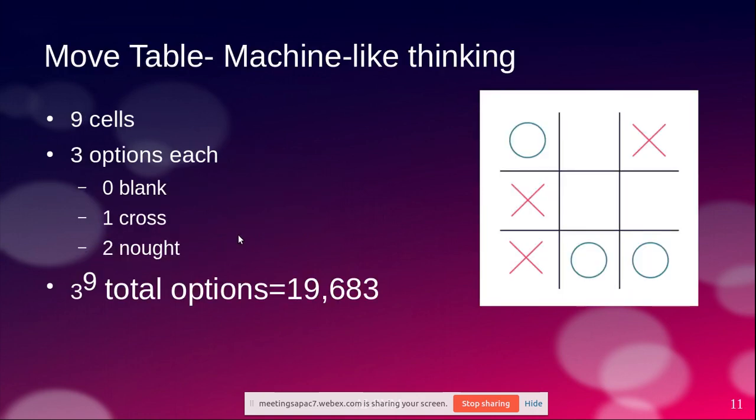Okay, let's check this move table concept. It is full machine-like thinking. There are 9 cells. Each cell will have 3 options. So if we say 0 for blank, 1 for cross, 2 for knots, then as we just discussed, there are 3 to the power 9, that makes 19,683 states possible. So we can build a state diagram.